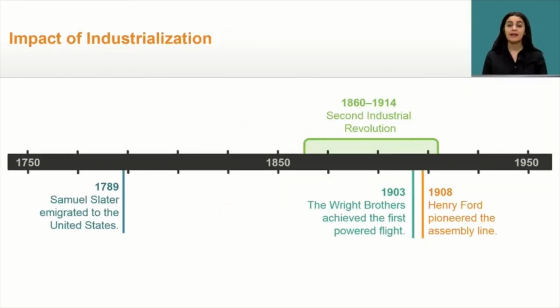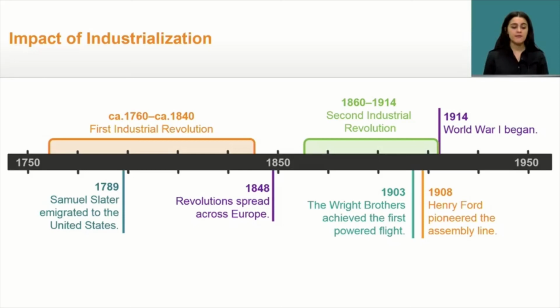Take a look at the timeline for this lesson. In 1789, Samuel Slater emigrated to the United States. In 1903, the Wright brothers achieved the first powered flight. From 1860 to 1914 was the Second Industrial Revolution. And in 1908, Henry Ford pioneered the assembly line. Now let's take a look at what else was happening in world history at this time.